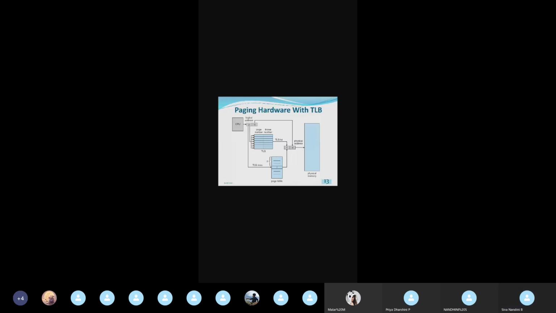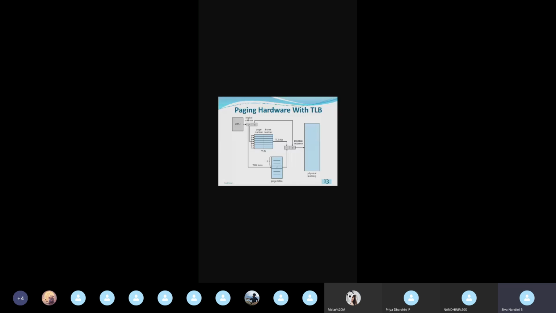Likewise, the physical address includes F and D, that is, the frame number and offset. For example, if page number 3 is in frame 4, then in that frame 4 the offset may be 5, so the fifth element will be accessed. Likewise, we are converting the logical address into a physical address using the TLB.